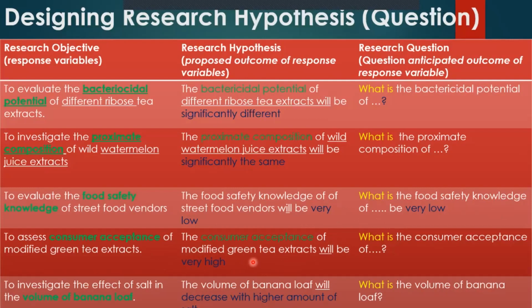The consumer acceptance of modified green tea extract will be very high. This one is not very good, because this is not a good hypothesis. We expect to get different results, so it should be significantly different or significantly the same here, not very high. Because what do we expect? We have different groups of extract, so we want to check consumer acceptance. We are comparing the different groups of extract, so it's either significantly the same or significantly different. So this one is wrong.